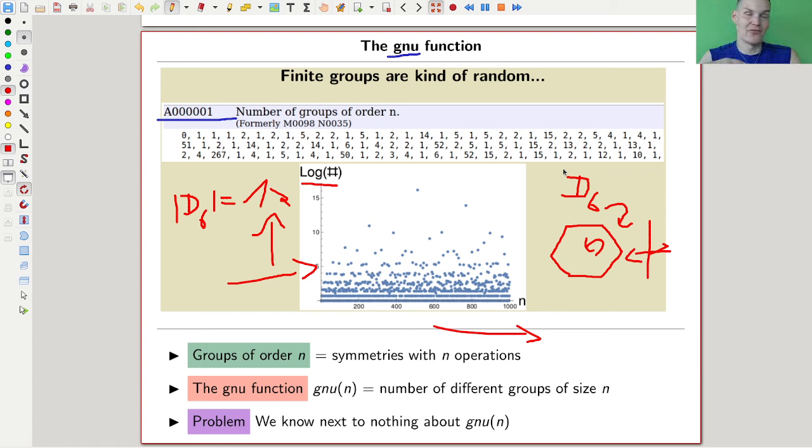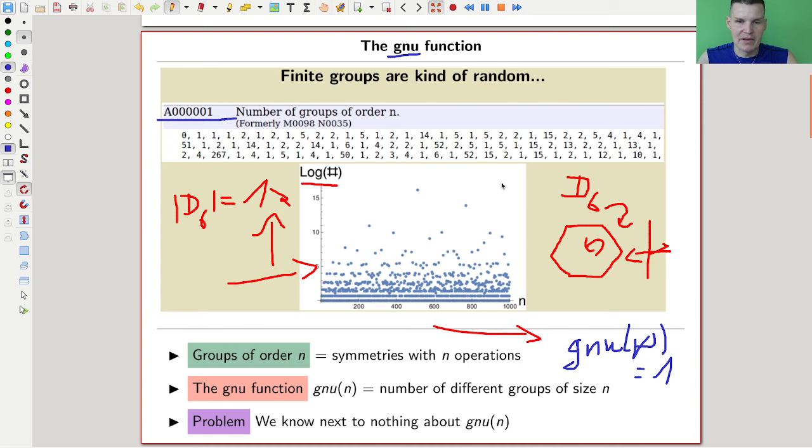If you're taking a first lecture on algebra, you probably learn essentially everything that is known about that function. It's really not so difficult to show that, for example, if you have a prime number, then this is just one. There's just one group of prime order. Now, these are all the ones here in this table. This is where this funny line here is very, very low. Okay, fine. But we really don't know much more about it, and that's essentially it. And that's a bit disappointing. Okay, should we give up? Finite groups are kind of random.